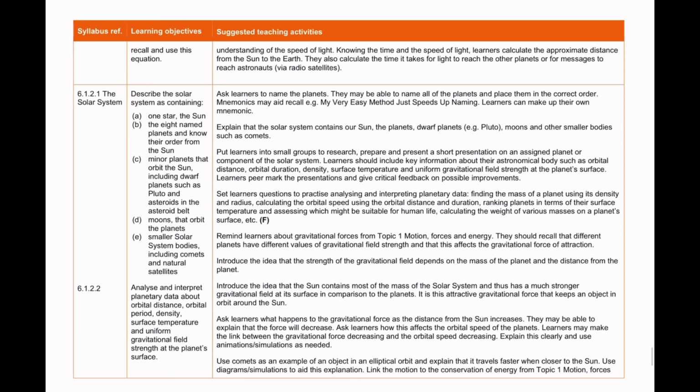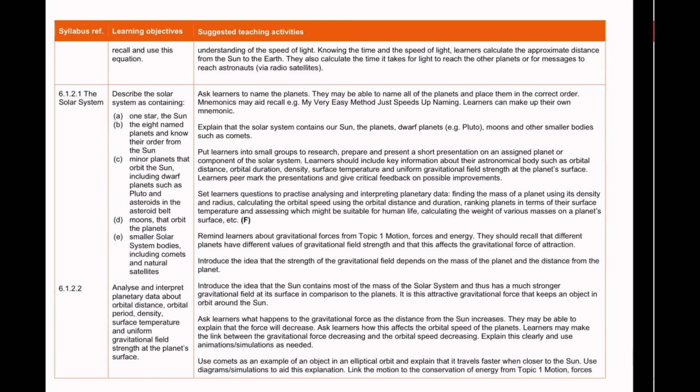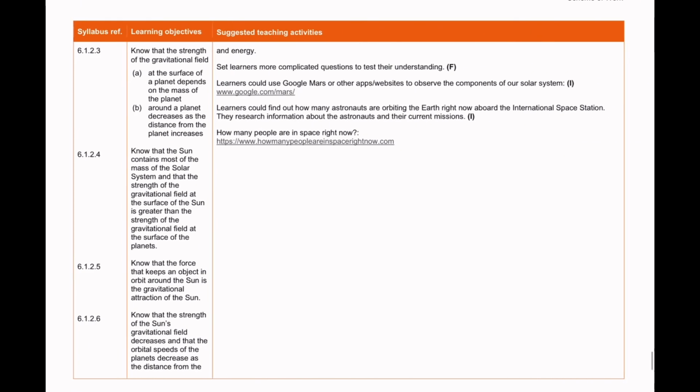Analyze and interpret planetary data about orbital distance, orbital period, density, surface temperature, and uniform gravitational field strength at the planet's surface. Note that the strength of the gravitational field at the surface of the planet depends on the mass of a planet. Around a planet, it decreases as the distance from the planet increases.